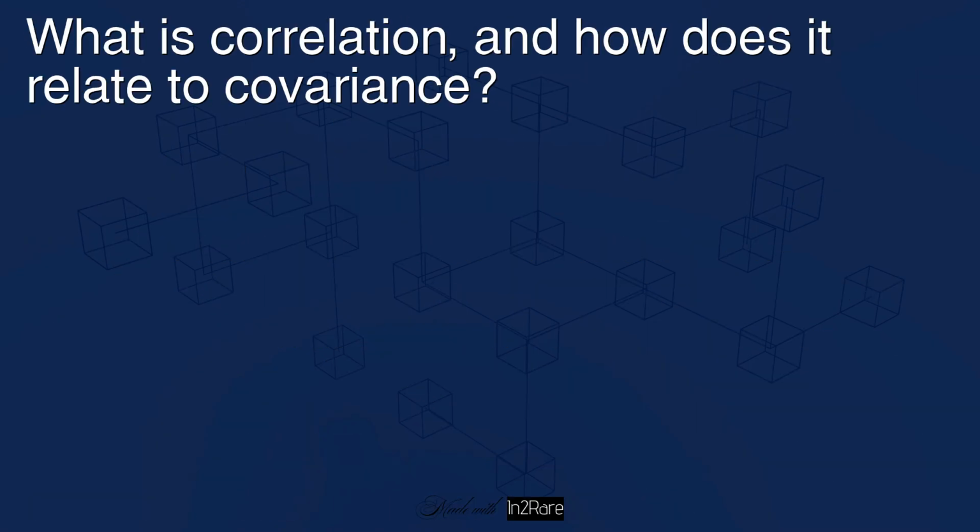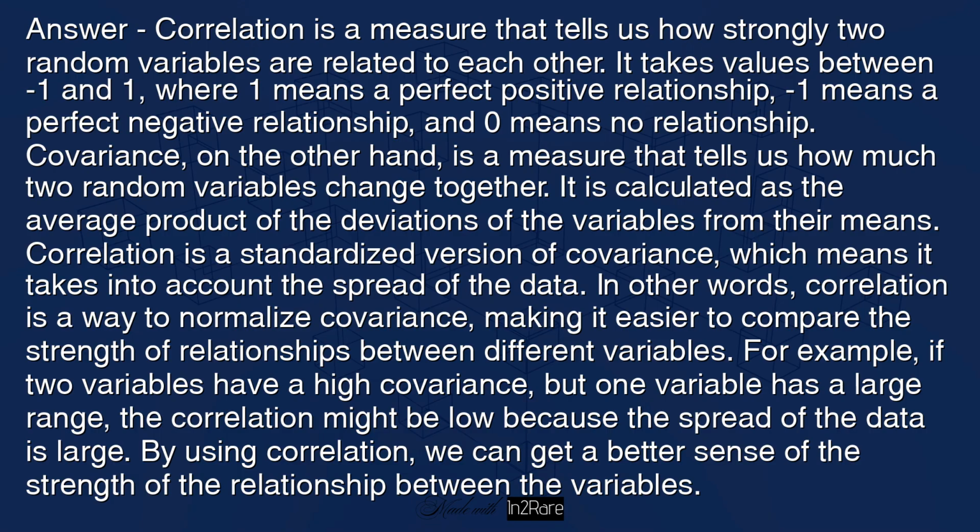What is correlation, and how does it relate to covariance? Answer: correlation is a measure that tells us how strongly two random variables are related to each other. It takes values between -1 and 1, where 1 means a perfect positive relationship, -1 means a perfect negative relationship, and 0 means no relationship.